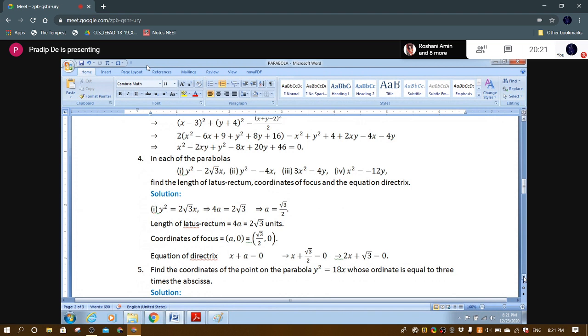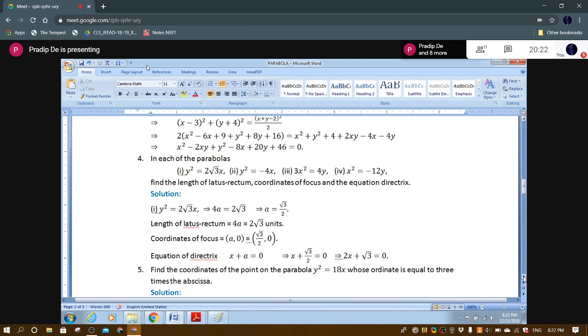Number 5. Find the coordinates of the point on the parabola whose ordinate is equal to 3 times the abscissa. Ordinate, that is the value of y. Abscissa, that is x. You have to find a point on this curve where the value of y is 3 times the value of x. How do you do it? Let us assume the abscissa is h. Then the ordinate, according to this condition, will be 3h.